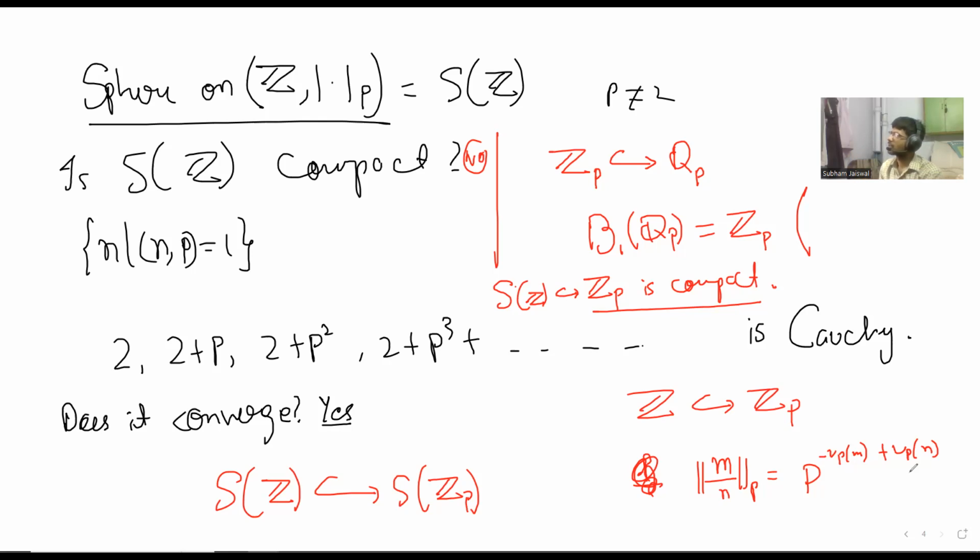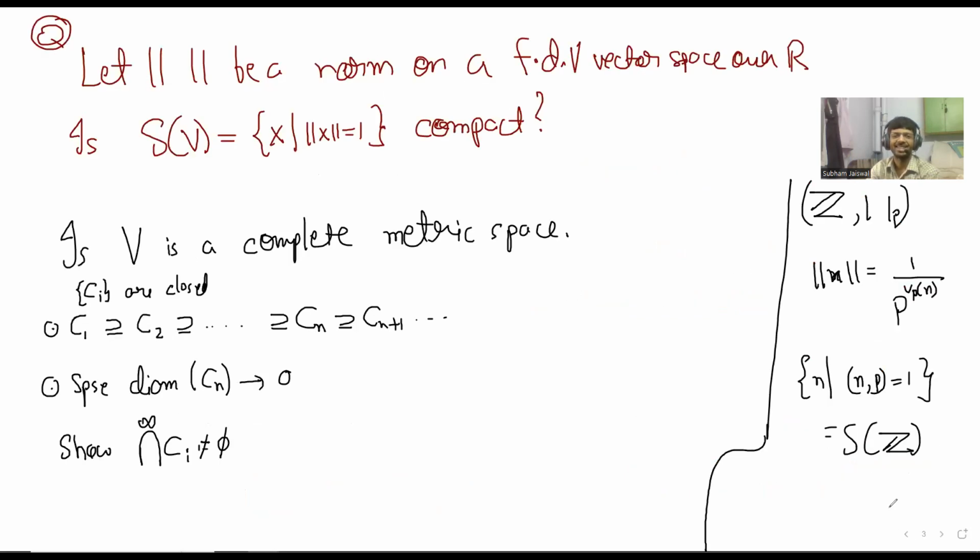Because if you take a point in R, then you take a Cauchy sequence converging to that, but then that may not be a Cauchy sequence in the p-adic norm. So it may not be. Yeah, it's quite strange. Strange things. Yeah.